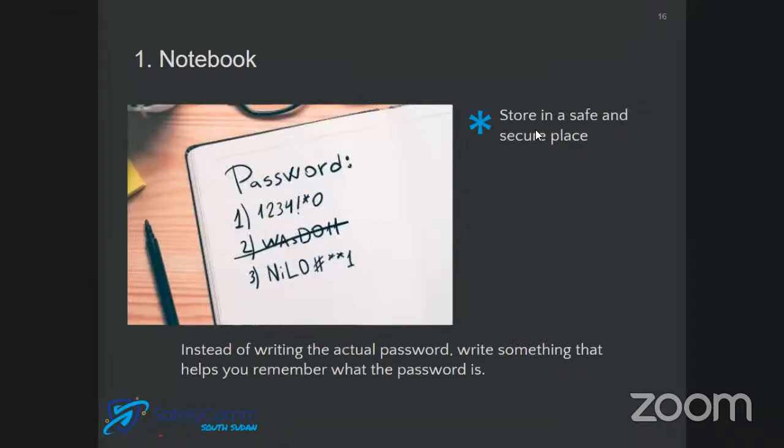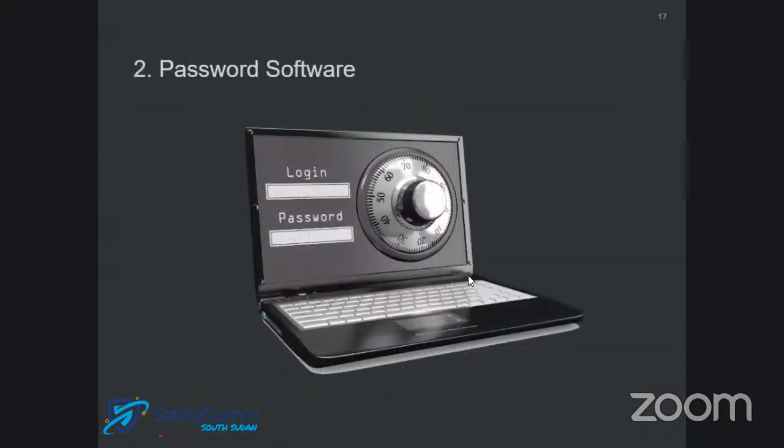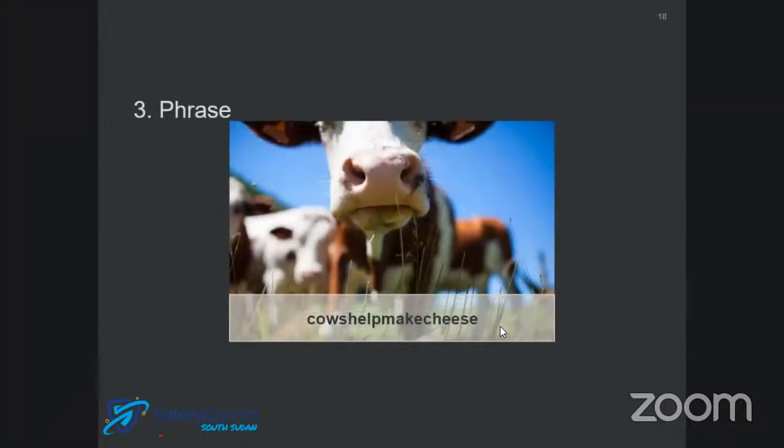So passwords: store and save in a secure place. If you want to write it in a notebook, instead of writing the actual password, write something that helps you remember it. So don't write the real password, write something that helps you remember it, but don't write down the password. So like a hint? Yes. Then password software, I've explained them. Phrases, cows help make cheese. To give an example, you can make any phrase that will help you have a strong password. Yeah.